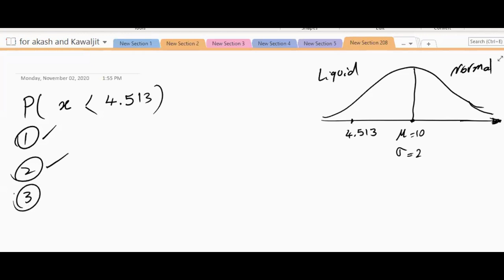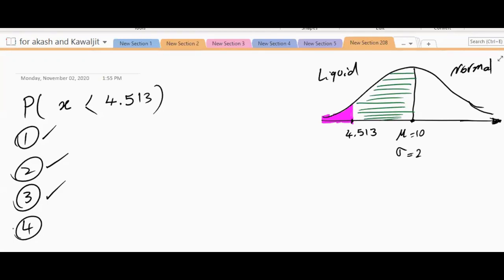What is the next step? Identify the areas of interest. This area, right? Can we find that area in the table? No. But we can find this area between a point and the center, right? Okay. So we identified the area of interest. What is the next step? Find the areas in the table.